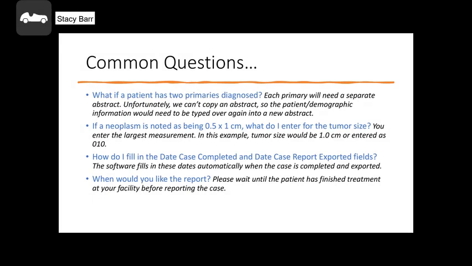Here are some common questions you may have as you get started reporting your cancer cases. What if a patient has two primaries diagnosed? If a patient has two primaries diagnosed at the same time, you will need to fill out separate abstracts for each primary. Unfortunately, the software doesn't allow us to copy the patient demographic information, so that would need to be typed over again into a new abstract. If a neoplasm is noted as being 0.5 by 1 centimeter, what would I enter for the tumor size? You enter the largest measurement of the neoplasm. In this example, the tumor size would be 1.0 centimeters, or entered as 010 in the tumor size field.